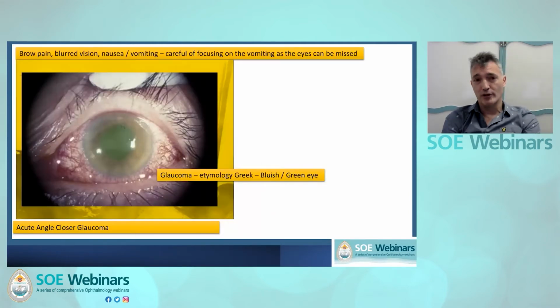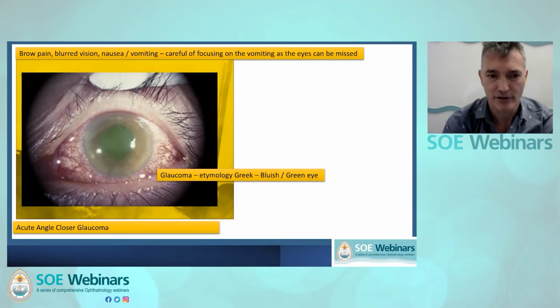And then our famous one, an acute angle closure glaucoma. Now with this, you've got brow pain, you've got blurred vision and nausea. Sometimes it can be missed as another practitioner might be treating them for nausea and vomiting and headache, and actually it's all coming from the eye. You can see here, this is a typical acute angle closure: red eye, corneas hazy, pupils dilated, and they'll have forehead pain and brow pain above the eye that's affected.